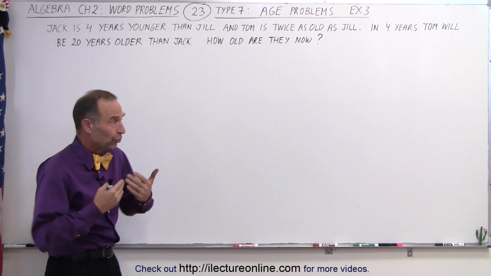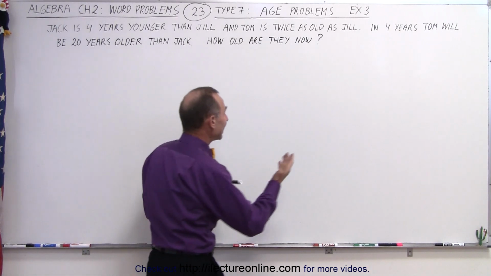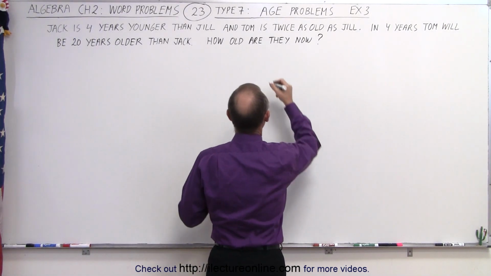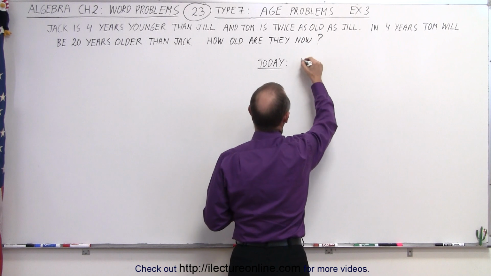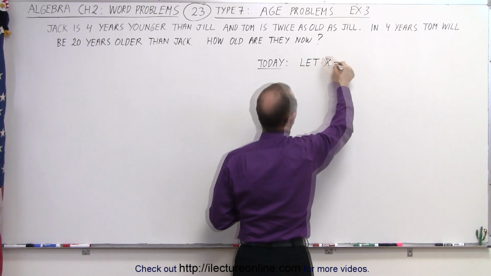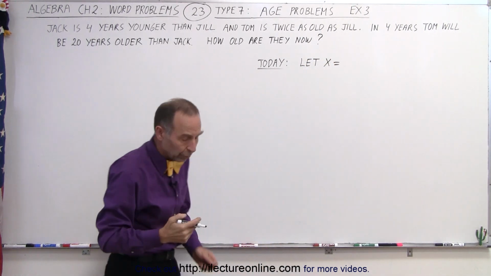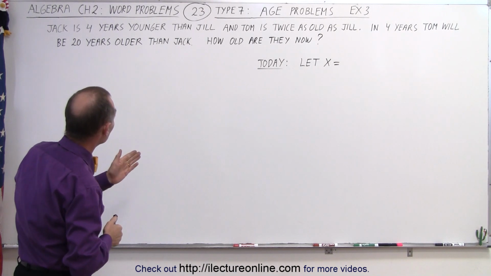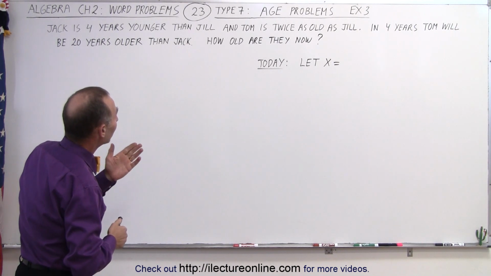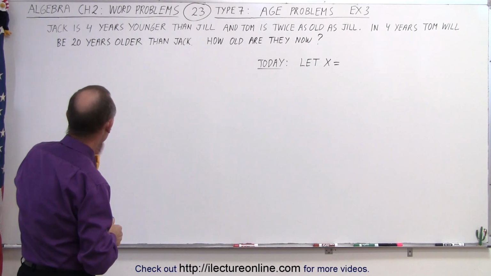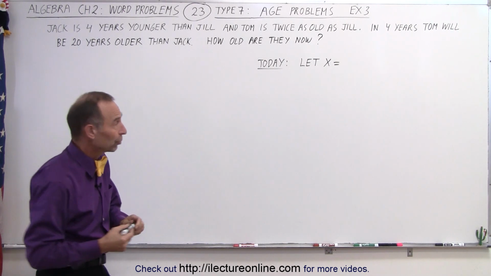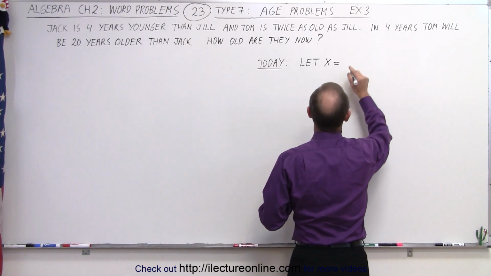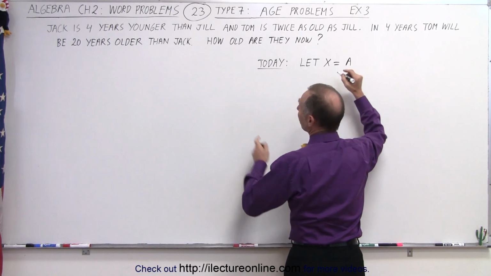So again, we're going to use the same technique. We're going to relate x to their ages today. So we write, let x equal, and typically we want to let x equal the age of the youngest person. Now Jack is younger than Jill, and Tom is twice as old as Jill, so it looks like Jack is definitely the youngest person. So let x equal the age of Jack.